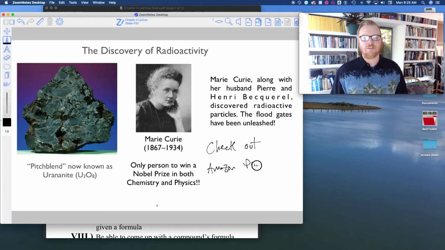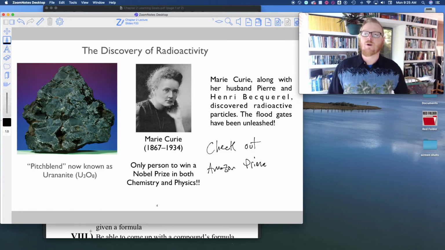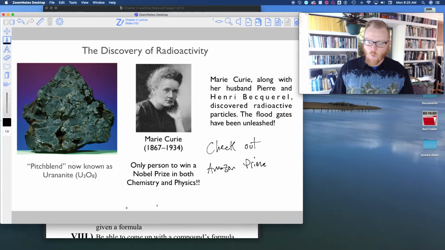Okay, there is a brand new movie. My wife and I actually just watched this the other day. It describes Marie Curie and her life's work. So cool. I thought it was such a cool movie. You should totally watch it.